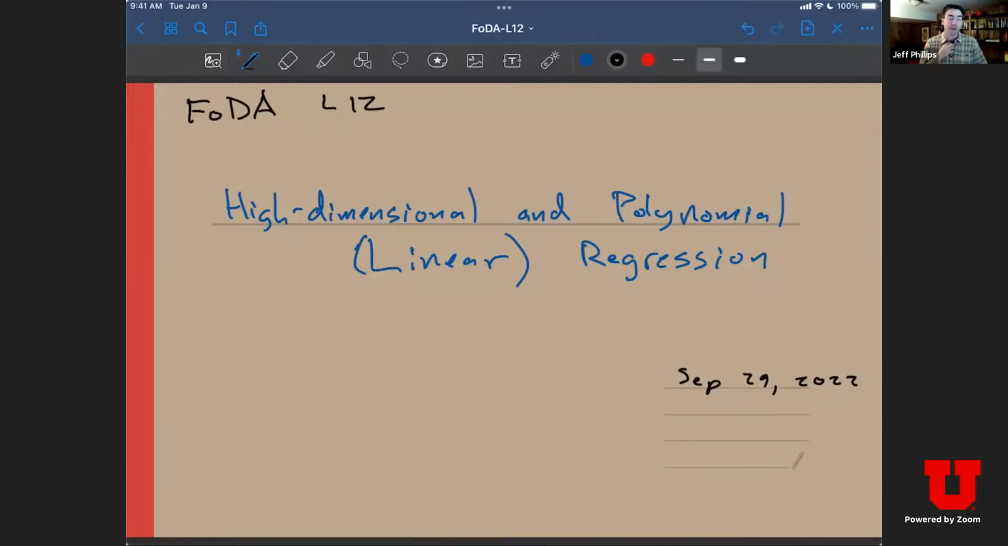Okay, so today we're going to talk about how to extend the linear regression, the simple one- or two-dimensional case we talked about on Tuesday, into the higher dimensional setting, and also into the polynomial setting. Actually, once you get the high dimensional setting, then the polynomial conversion is a very simple trick on top of it, right?